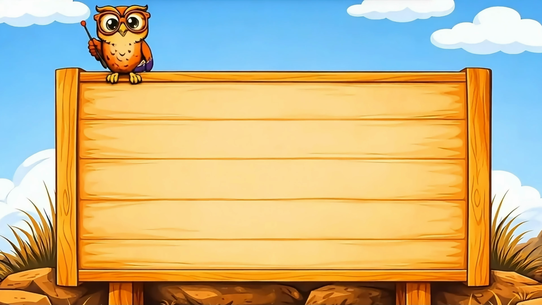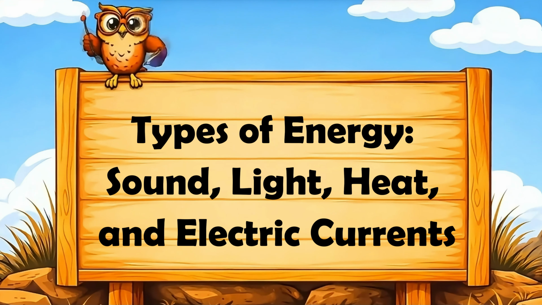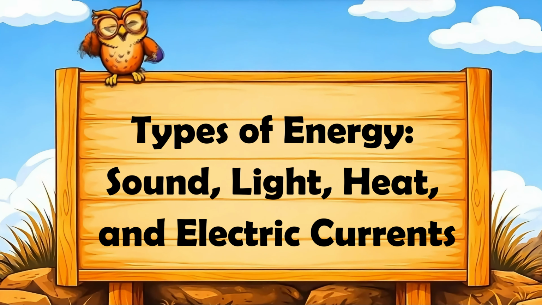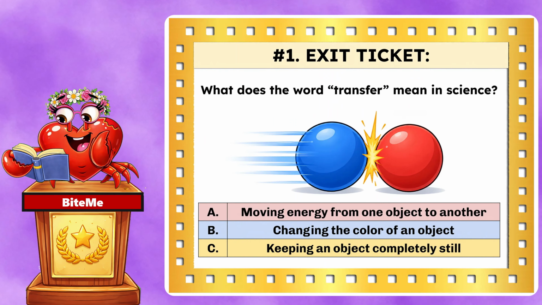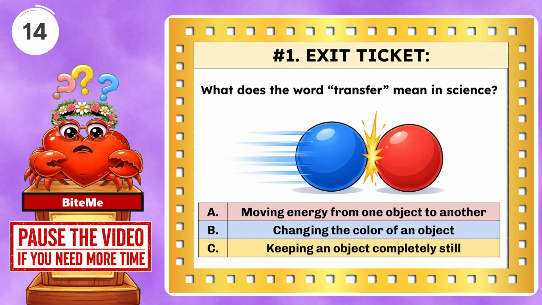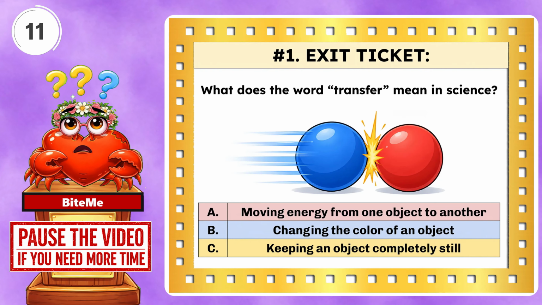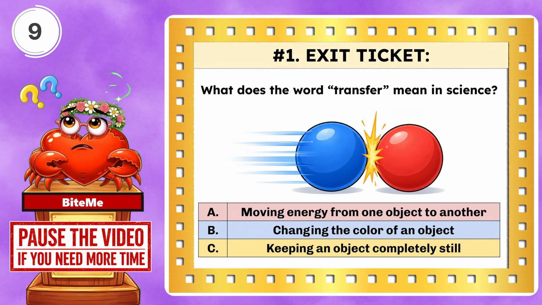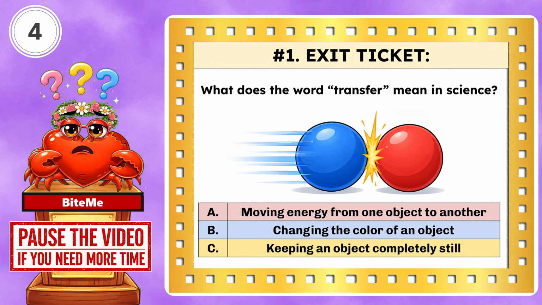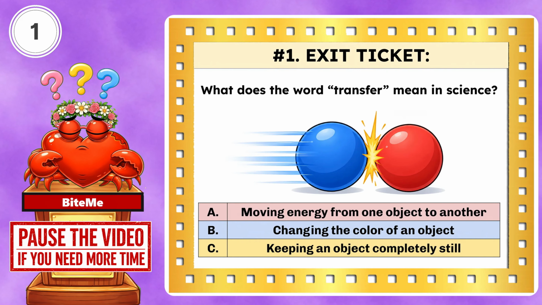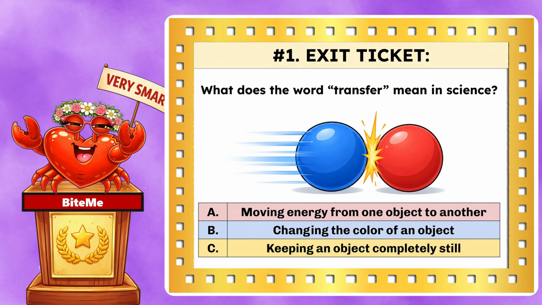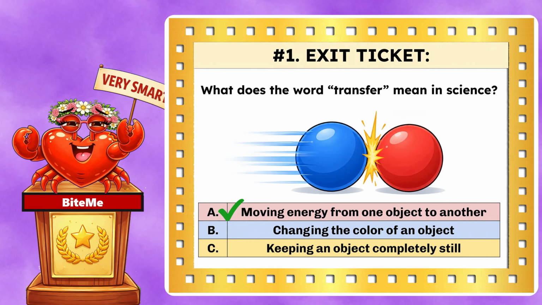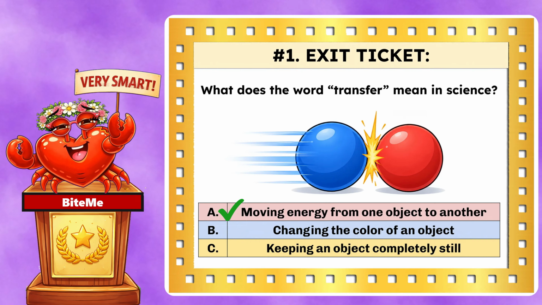Our lesson for today is about types of energy, sound, light, heat, and electric currents. Let's begin. What does the word transfer mean in science? And the correct answer is letter A, moving energy from one object to another.